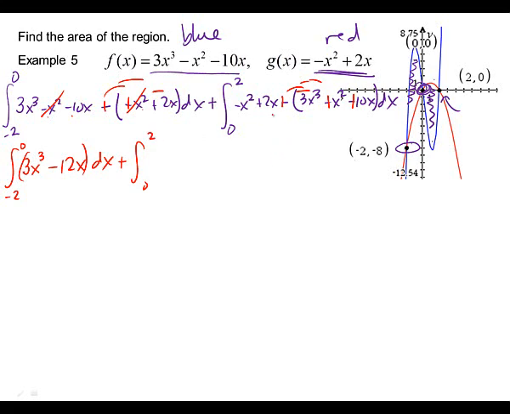All right, let's see. We have a -3x cubed this time. -x squared, positive x squared. What's going to happen? They cancel. Okay. And then 2x plus 10x is 12x dx. So they're similar, but not quite. There's some sign differences.